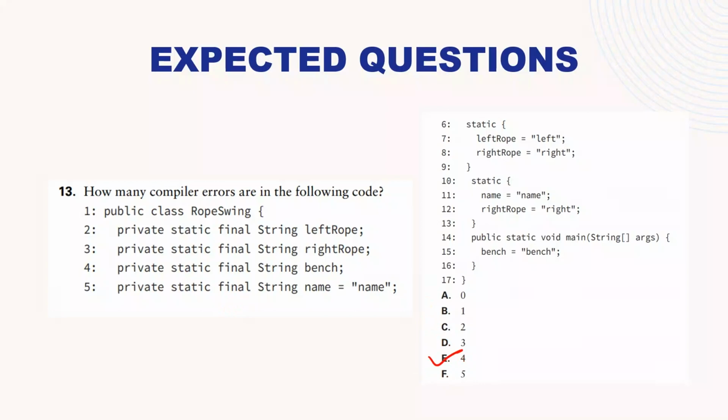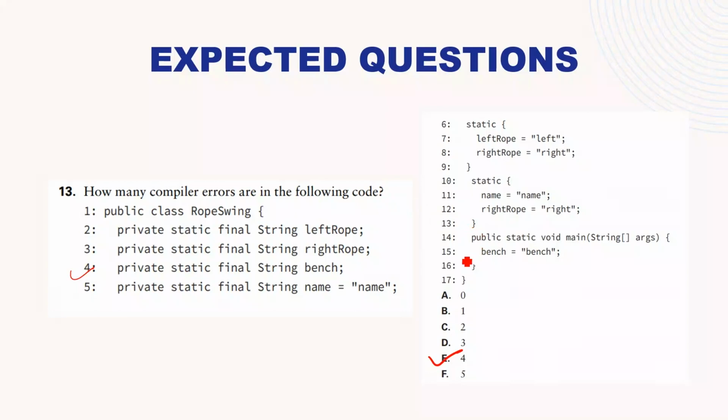See, static final variables must be set exactly once. It must be in the declaration or in a static initialization block. You cannot declare it, set it in a static initialization block, and then initialize it again. That doesn't make sense for a final variable, right? A final variable should be set only once. You cannot set it multiple times. Line 4 doesn't compile because bench is not set in either of these locations. We are not setting bench at any place, so you have to set it, but it is not set at any point. So that doesn't compile.